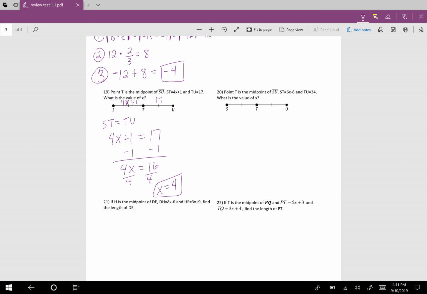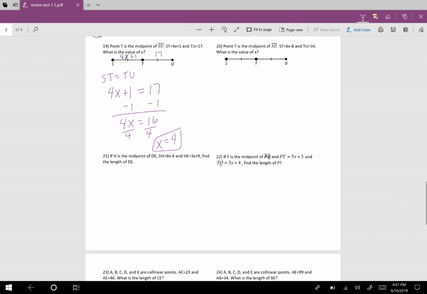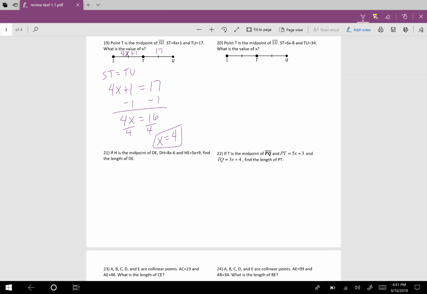And then number 20 is the exact same way. Okay, number 22 or 21, it says if H is the midpoint of DE, okay, so right away, draw a picture. Here's D, there's E, and H is the midpoint. So that means it's cutting DE into 2 equal pieces. And they say DH is 8x minus 6, and HE is 3x plus 9. They want us to find the length of DE, so we need to find the length of the whole line.